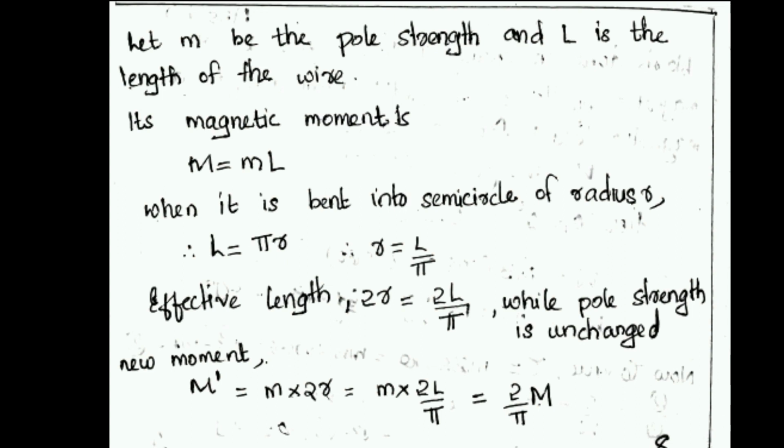The new magnetic moment M dash is equal to m into 2r, that is, m into 2L by pi, equal to 2 by pi M. Here also the pole strength remains unchanged.